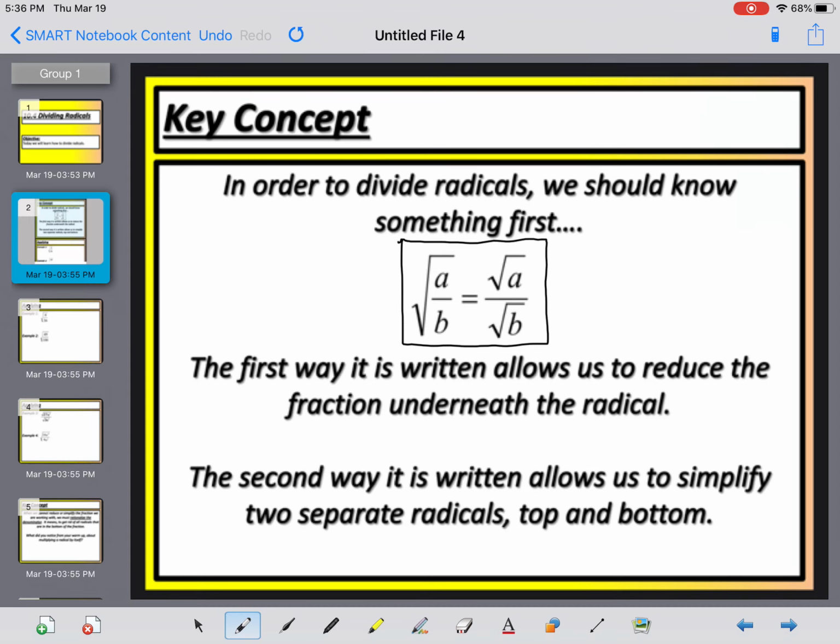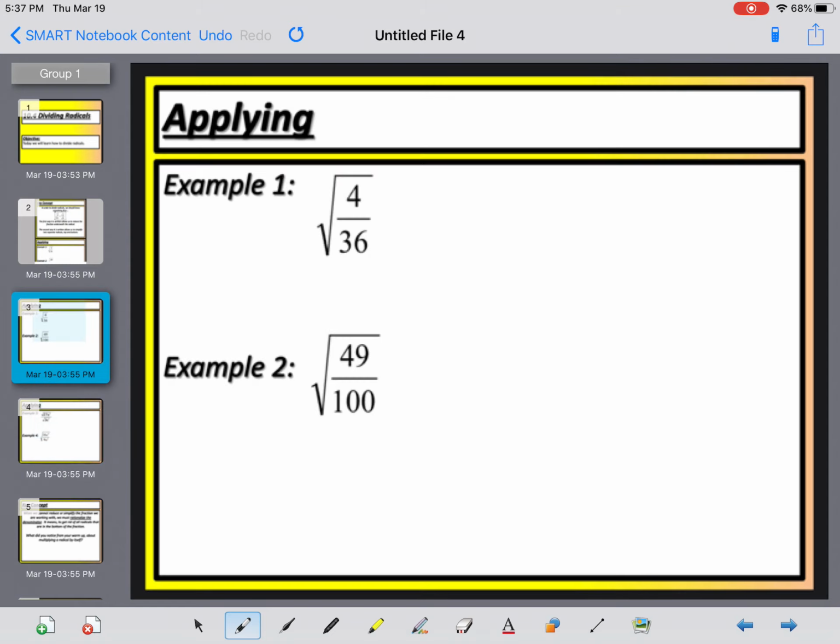So depending on the values in the problem, sometimes it might be more beneficial to reduce the fraction, okay, and that way it would be written under one square root, and then other times when that's not possible, we're going to want to square root the top and square root the bottom separately.